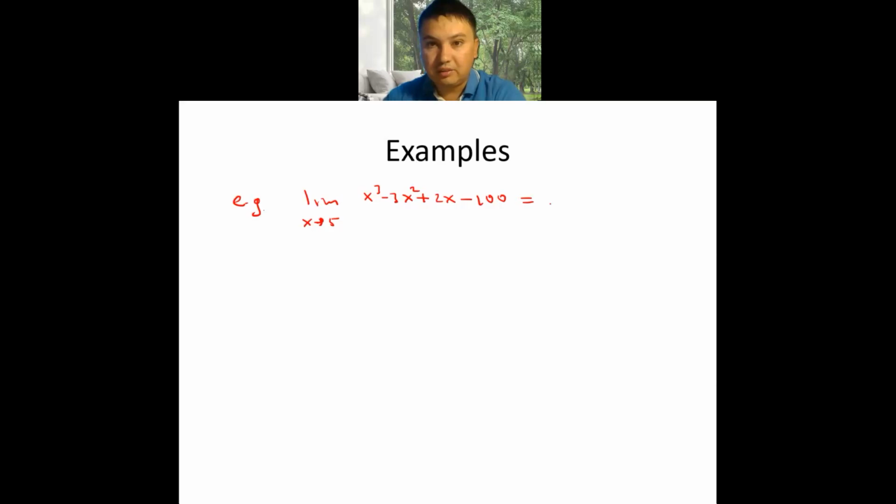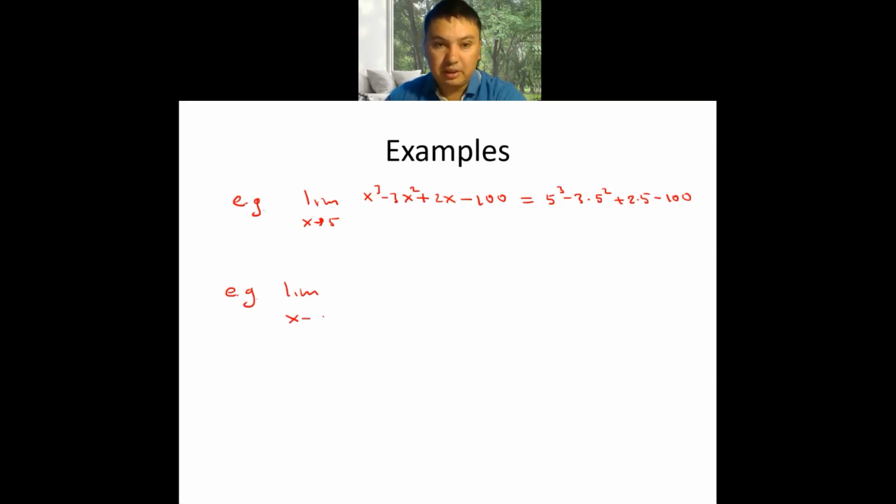So this is like 5 cubed minus 3 times 5 squared plus 2 times 5 minus 100. I'm not going to compute it. If you like, you can do it. Let's do another example with the quotient.